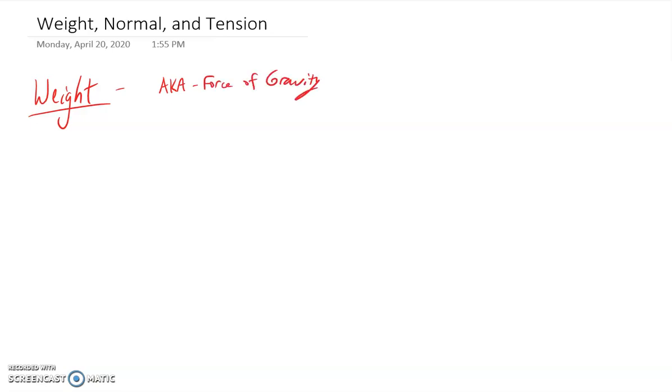Every object that we draw is going to have a weight associated with it. That weight always points towards the center of the Earth, or whatever planet you're on. If you're on Mars, it points towards the center of Mars. If you're on the moon, it points towards the center of the moon.